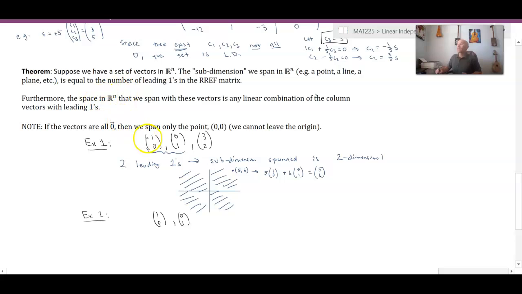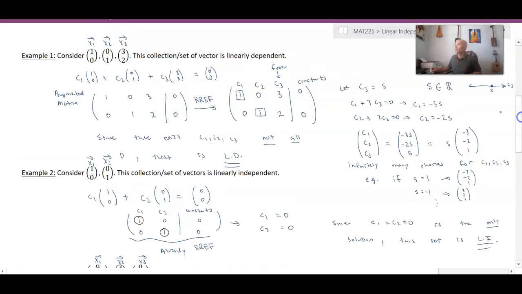So what is the span of these 3 vectors? The span of the vectors 1, 0, 0, 1, and 3, 2 is equal to, as we're stating up here, any linear combination of the column vectors with leading ones. So what are my column vectors with leading ones? Well, it's the first column and it's the second column. So what are those vectors? Well, it's the 1, 0 vector and the 0, 1 vector.